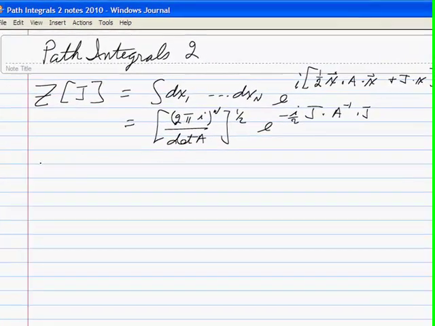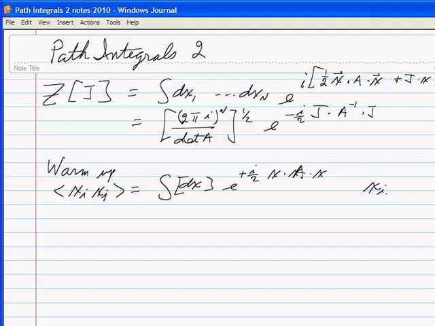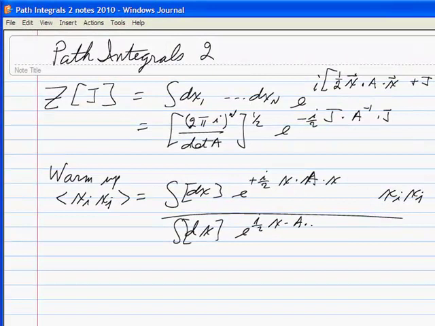Let's do a test calculation, so warm up. Let's imagine I wanted to calculate, using that, the average value of xi xj, which is defined to be these dx's, I'll just put brackets around it. That's the sum of all of them. e to the i over 2 x dot a dot x, but then we put xi xj there, and we divide by this thing without the xi's. So given this weighting, we want that. So there's no j in that.